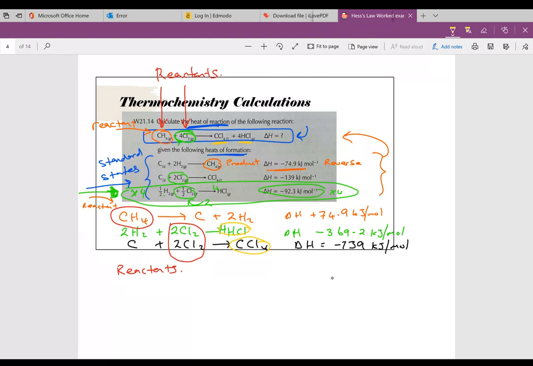So I can cancel a reactant with a matching product. So remember, reactants on the left, products on the right. Okay, so I have a carbon here on the left and a carbon on the right. So I have a reactant and a product. And I have a 2H2 reactant with a 2H2 product.